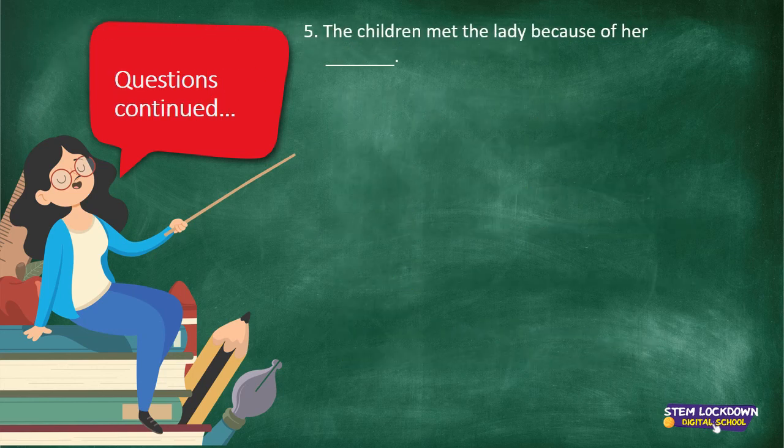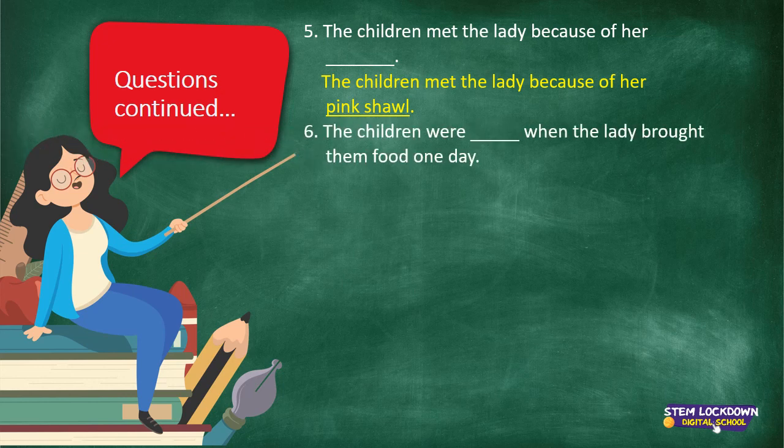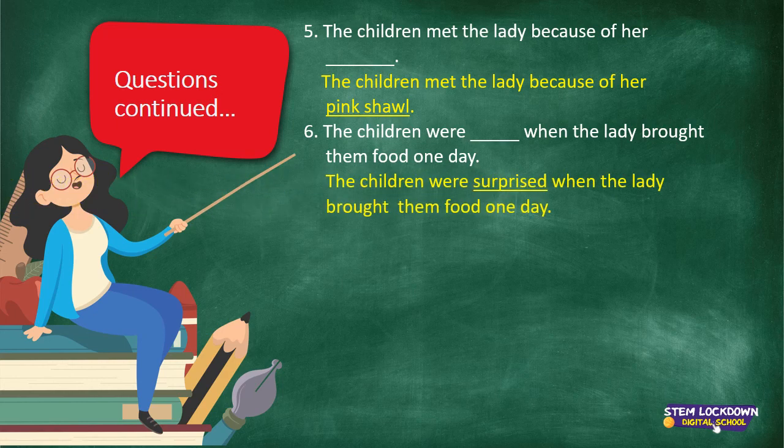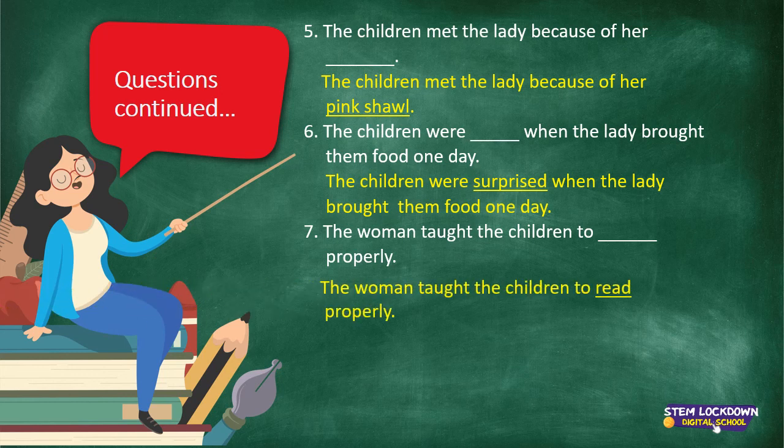Number 5. The children met the lady because of her... How did they meet her? Because of her? The children met the lady because of her pink shawl. Number 6. The children were blank when the lady brought them food one day. The children were surprised when the lady brought them food one day. Number 7. The woman taught the children to blank properly. What did she teach them to do? The woman taught the children to read properly.